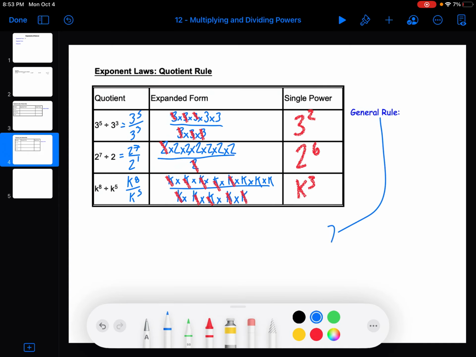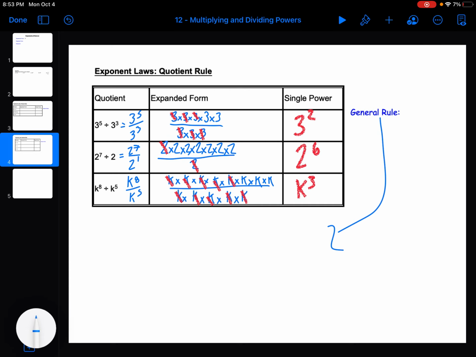Now the general rule here is if we have a to the m divided by a to the n, we're going to have a to the m minus n. We're subtracting the exponents. It has to be a common base, so the base of the exponent has to be the same, but we can subtract the exponents if they're common. Now this one's a little bit different. We can actually subtract up or down.